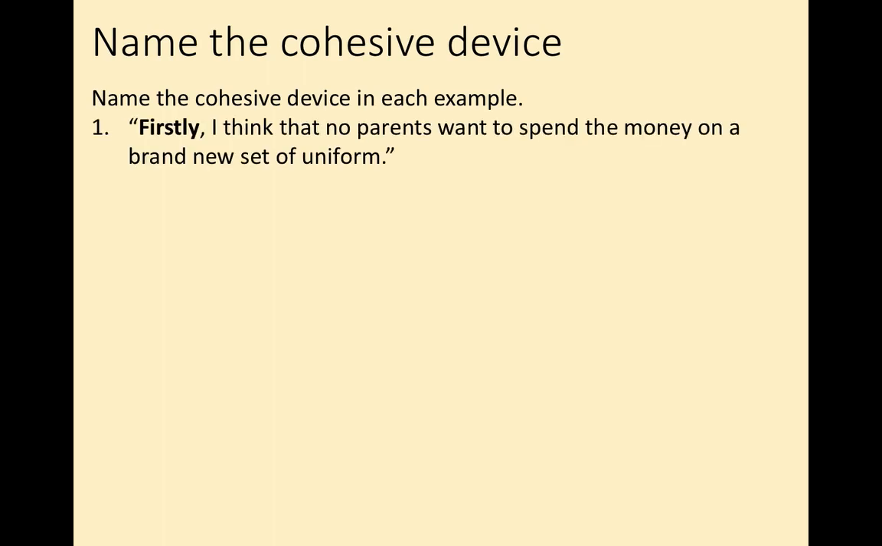Okay, so number 1, the word in bold here is firstly. So this one you should have had written down connectives as your cohesive device. Firstly is a connective which helps to order your ideas. Assuming this person was going to continue writing, they would probably have a secondly and maybe a finally as well. So number 1 is connectives.